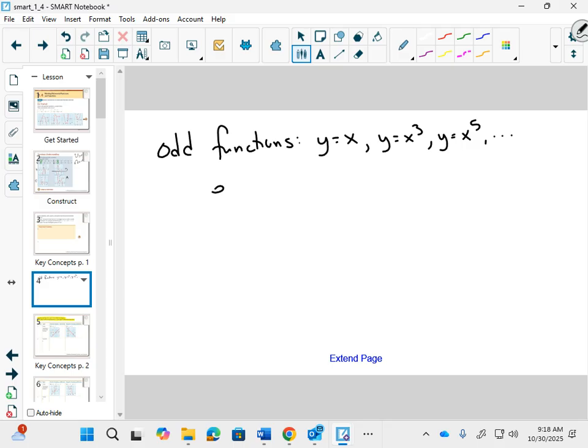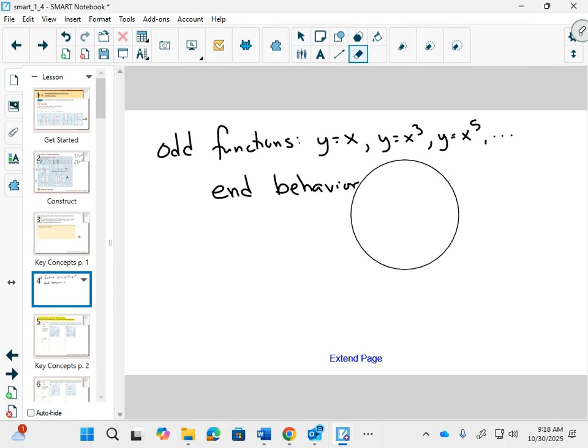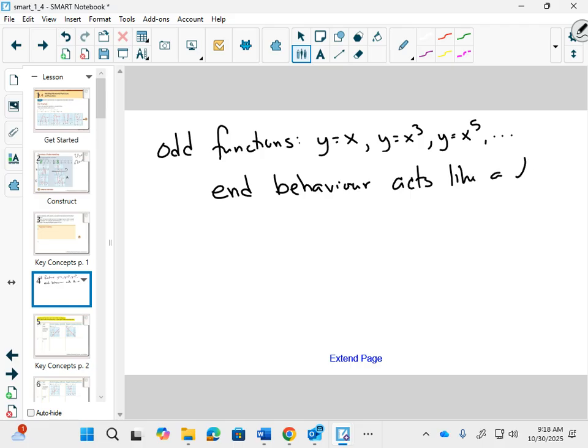If the highest degree is an odd number, that makes it an odd function. And we're going to make a note that the end behavior, how the graph acts at the end of its life, positive infinity and negative infinity, the end behavior, boy, I spelled it the Canadian way, has a U, is that right? I don't know, I think so. End behavior, the end behavior acts like a line.